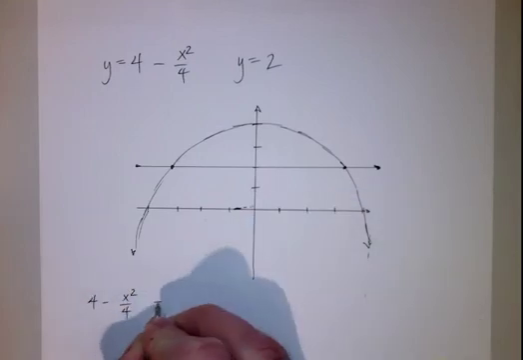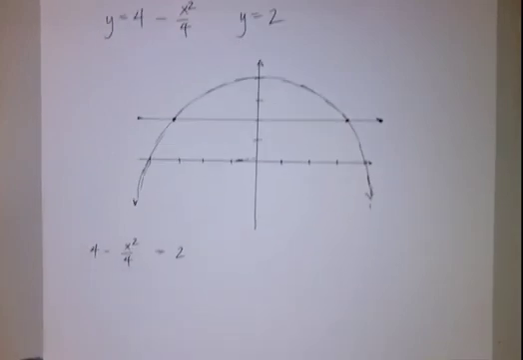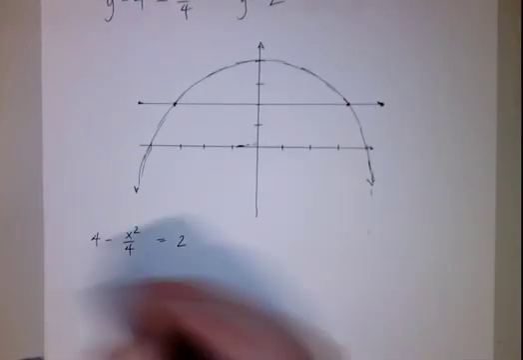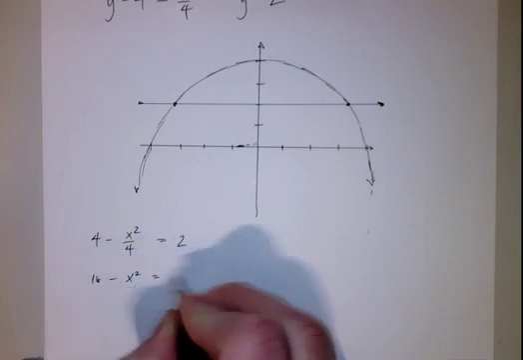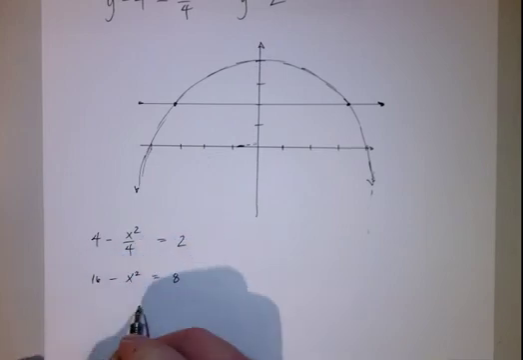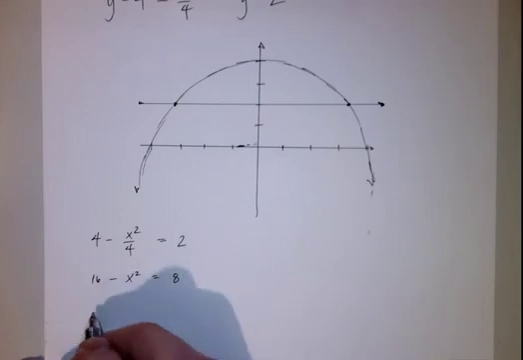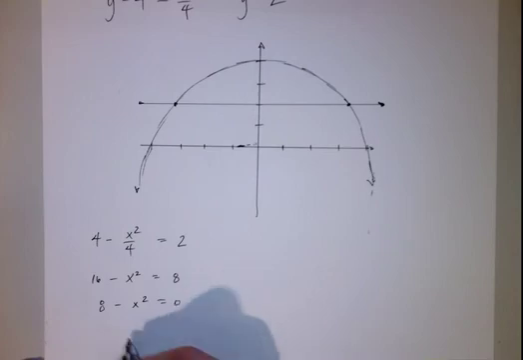we'll set these equal to each other and basically discern when they're equal. So let's multiply through by 4. We're going to get 16 minus x squared is equal to 8, or when I subtract 8 from both sides, I'm going to get 8 minus x squared, or x is equal to plus or minus 2 root 2.